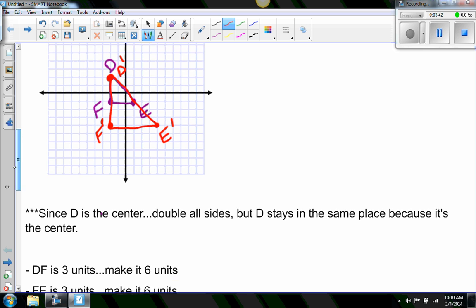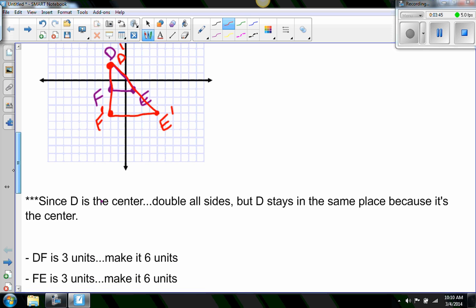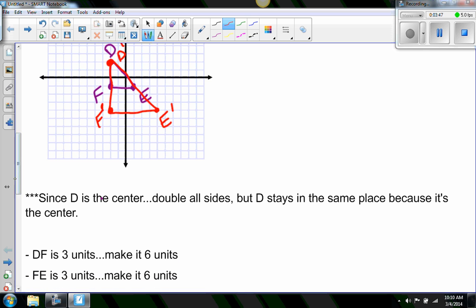So since D is the center, you're going to double all the sides, but D stays in the same place because it is the center. That's just what I said, right? I'm just writing it out here. So DF is 3 units, which is what I said.